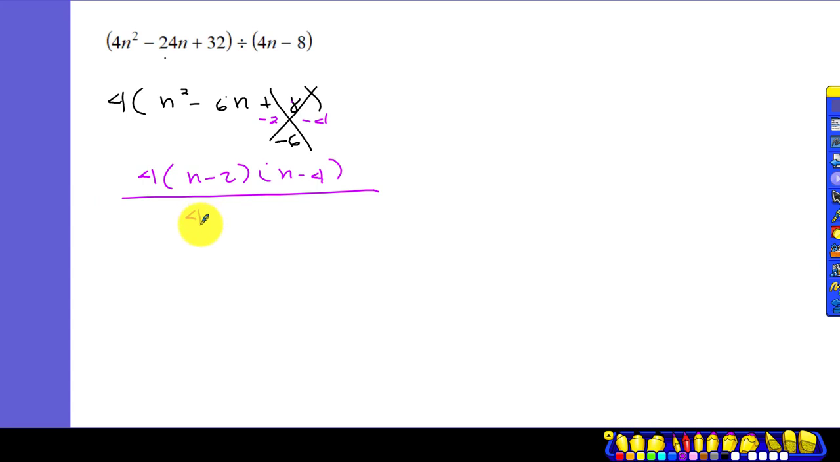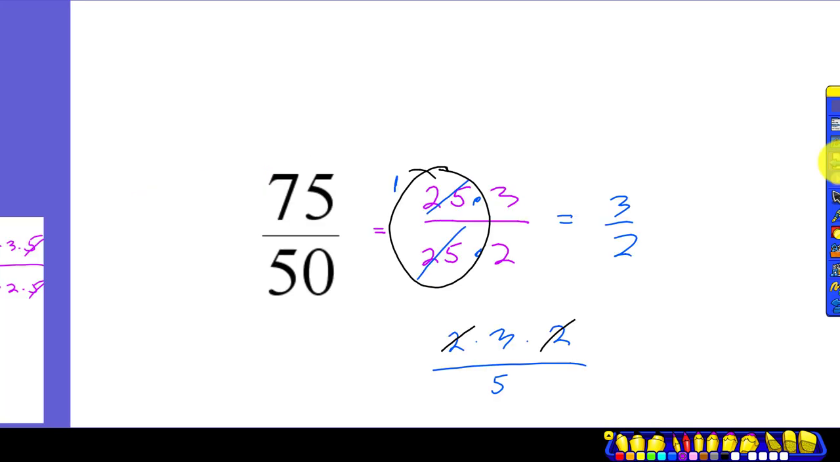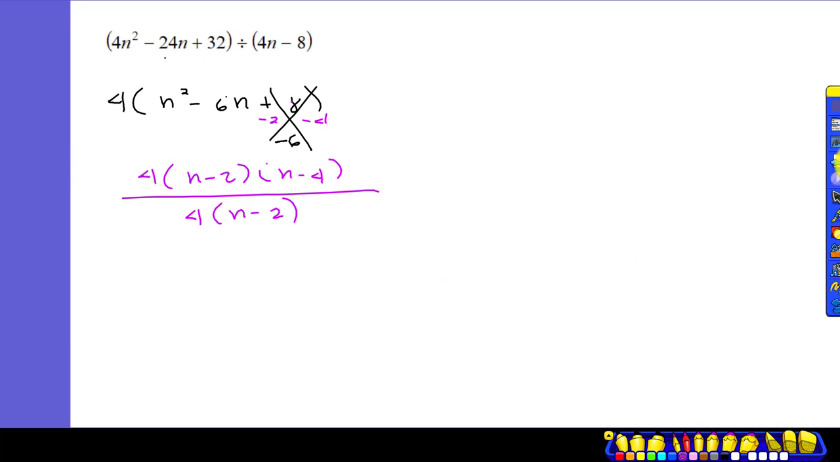Yes, you have 4. We'll get n minus... Okay. Just like what we did earlier, we tried to factor 50 into 25 and 2. That's what we did here. We factored the 4n minus 8. Now, note that I have 4 times n minus 2 times n minus 4. 4 times n minus 2. So, we are allowed to cancel n minus 2 because n minus 2 is being multiplied to n minus 4. N minus 2 is being multiplied to 4. Okay? So, you can cancel this one.